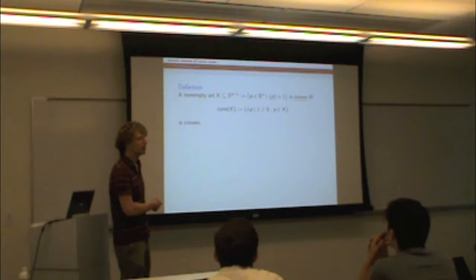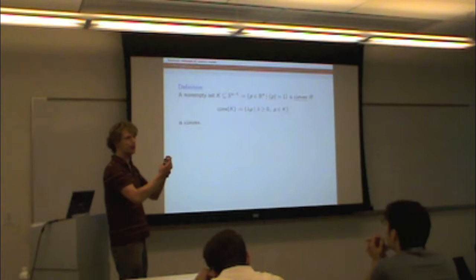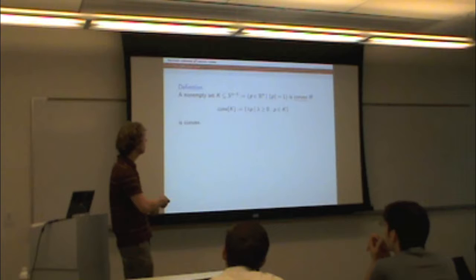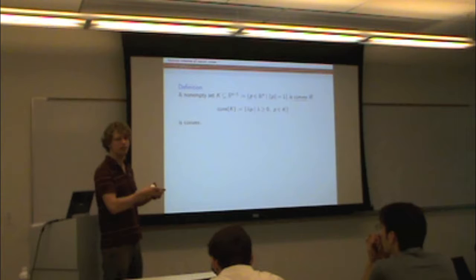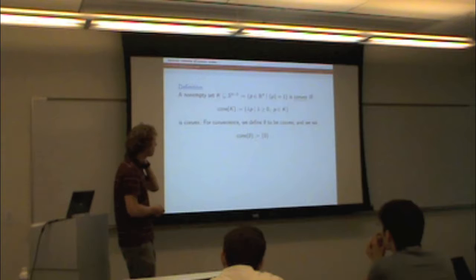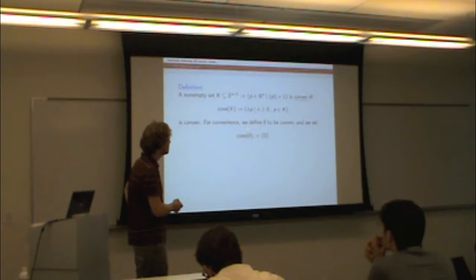So in particular, if you take K to be a subsphere, so the cone itself is a linear space, then this is a convex set, and in particular subspheres would be spherical convex sets. For convenience, we also define the empty set to be convex, and we define the conification of the empty set to be the set just consisting of the origin.